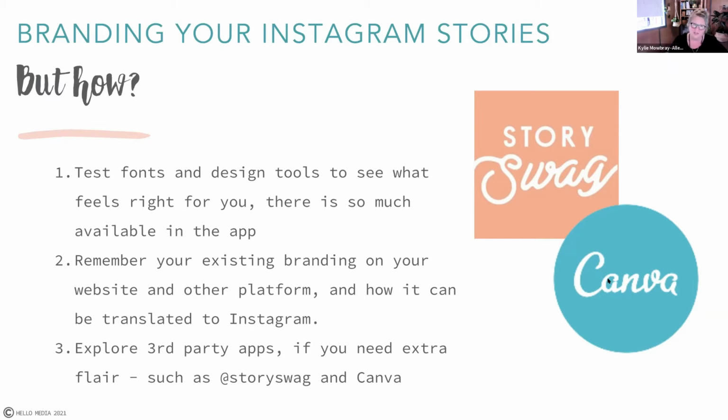So when you're creating those things using apps, think about testing the fonts and the design tools to see what feels right for you, because there's so much available within the app. Remember also your existing branding on your website and your other platforms, and how it can be translated to Instagram. And of course, like I just said, explore third-party apps like Story Swag and Canva. I also mentioned Word Swag and Typorama. Word Swag if you're Android, Typorama if you are iPhone, and there's loads and loads of others.